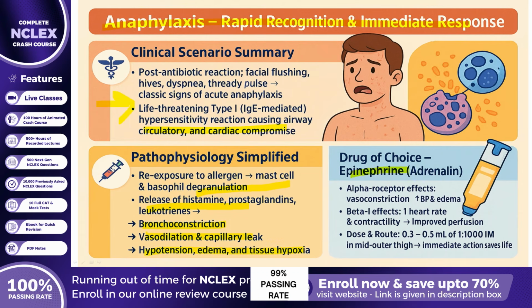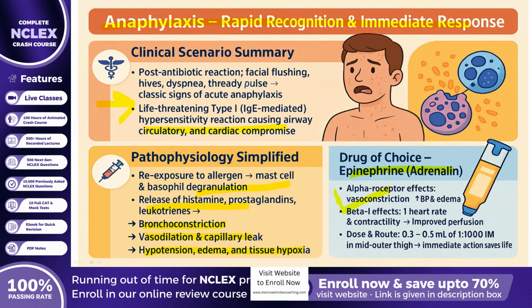Epinephrine, adrenaline, is the drug of choice in this emergency because it acts on both alpha and beta adrenergic receptors. Through alpha stimulation, it produces vasoconstriction that reverses hypotension and reduces vascular leakage. Through beta-1 effects, it strengthens cardiac contractility and heart rate, maintaining perfusion. Through beta-2 effects, it relaxes bronchial smooth muscles, reversing airway constriction.